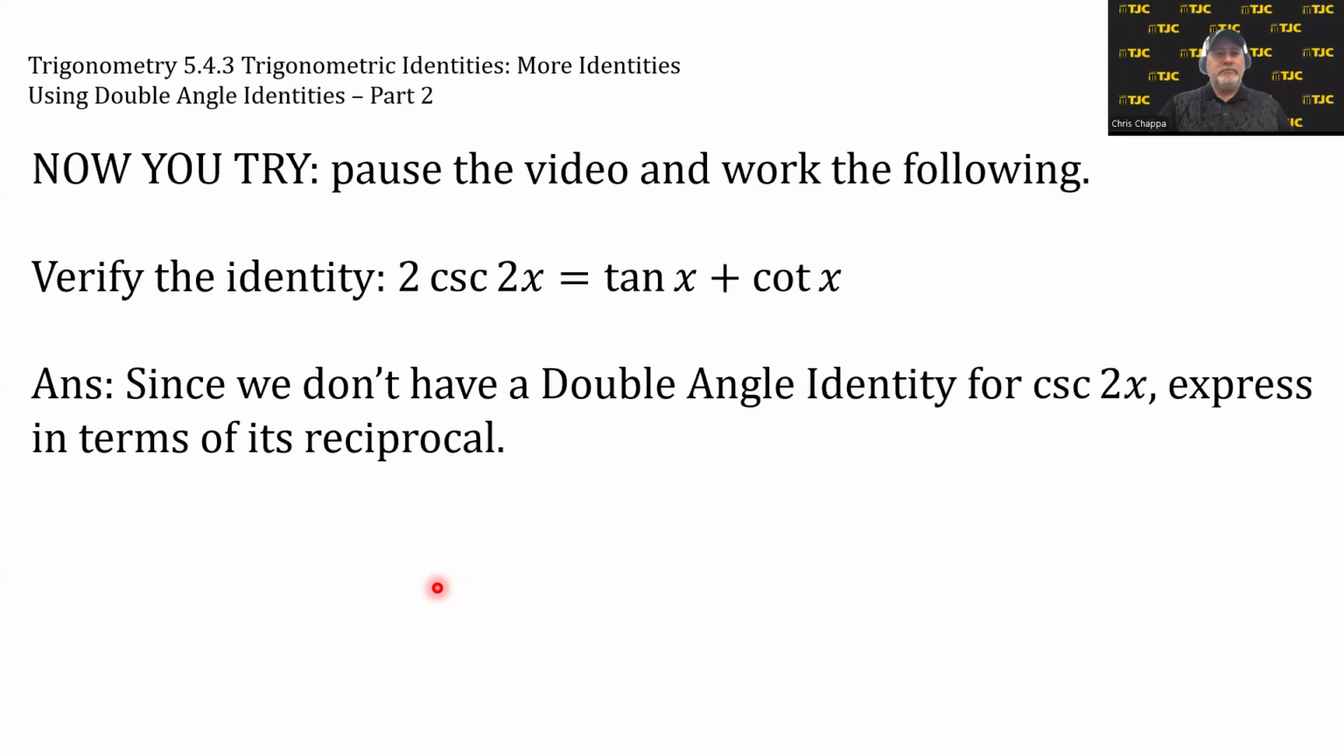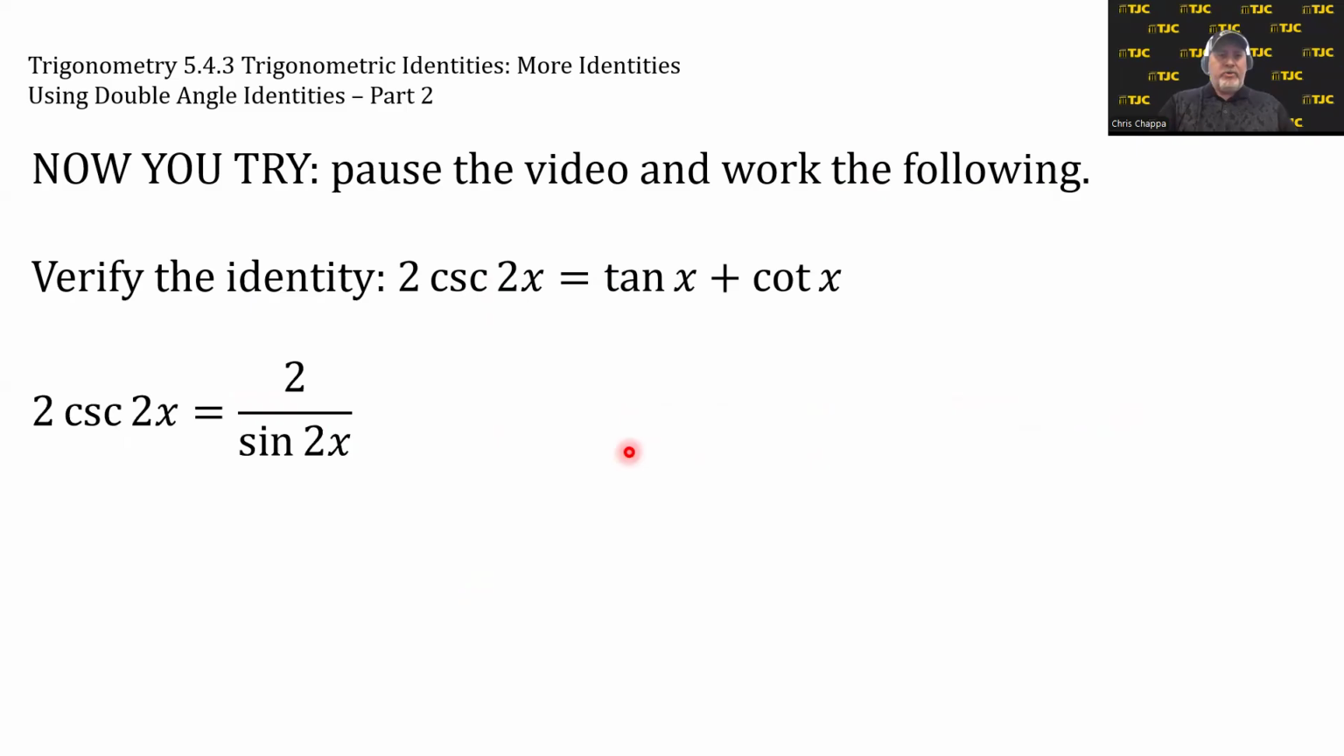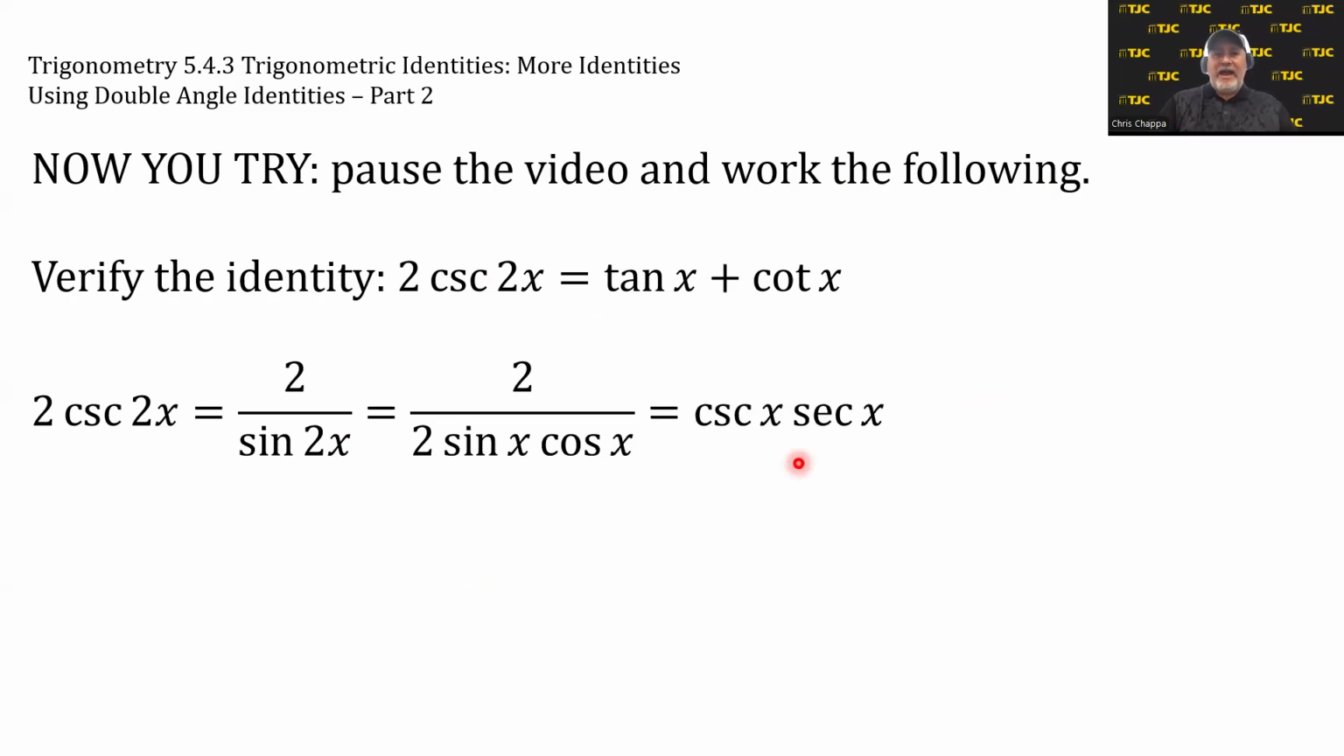Now, unlike most videos, I'm going to walk through the solution because it's kind of a lengthy one. All right, so since we don't have a double angle, we're going to start on the left side. Since we don't have a double angle identity for cosecant of 2x, we're going to express it in terms of its reciprocal. So 2 cosecant of 2x is 2 over sine of 2x. We have a double angle identity for sine of 2x. We get 2 over 2 sine x cosine x. Clearly, we can cancel the 2's and reciprocate the sine x and cosine x to get cosecant x secant x.